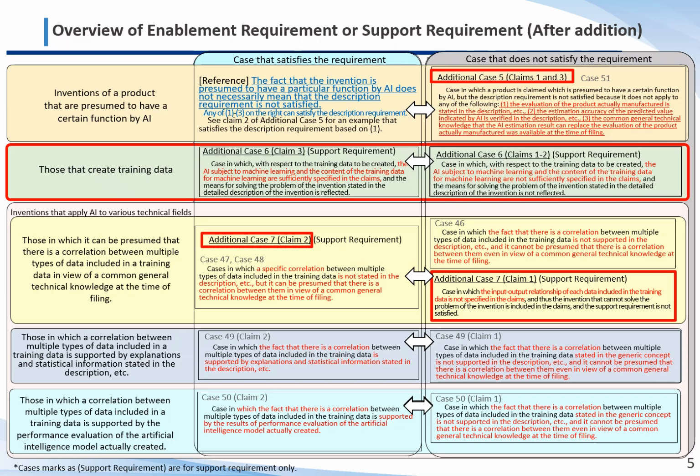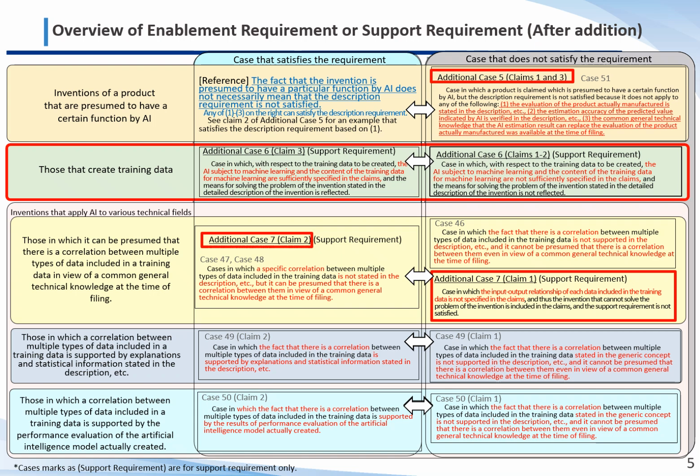This is a list of case examples prepared by the JPO regarding the requirements for description and claims for AI-related inventions. The cases outlined in red were added in 2024. In the field of AI-related inventions, the following cases are examples that satisfy the requirements. 1. Case in which it can be presumed that there is a correlation between multiple types of data included in training data in view of a common general technical knowledge at the time of filing.